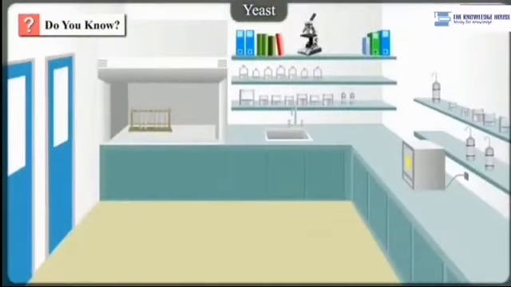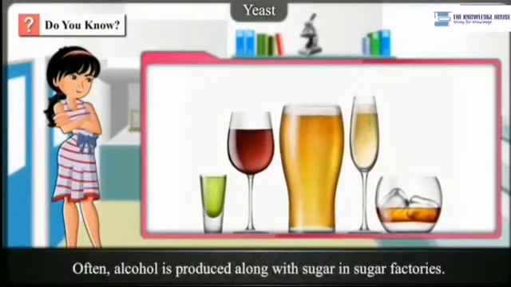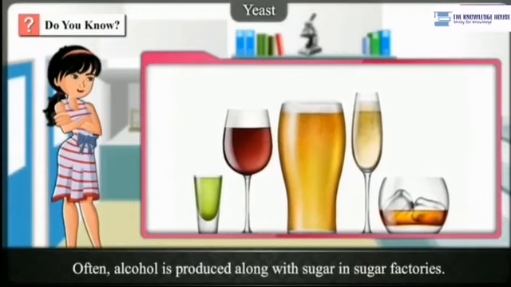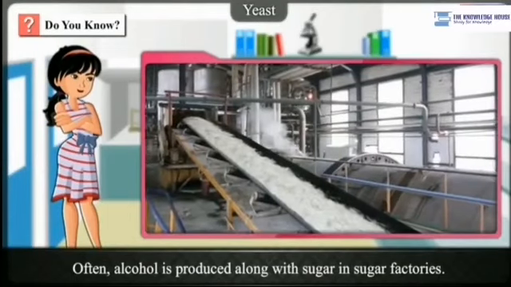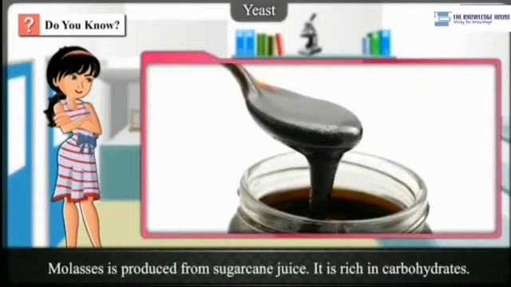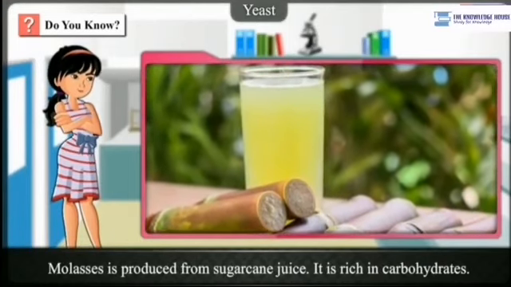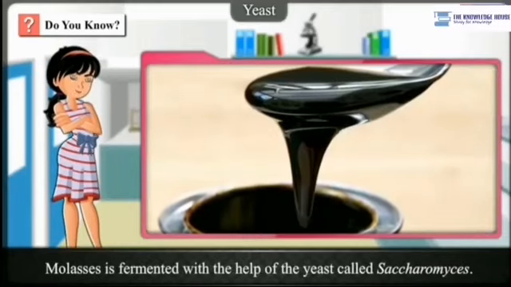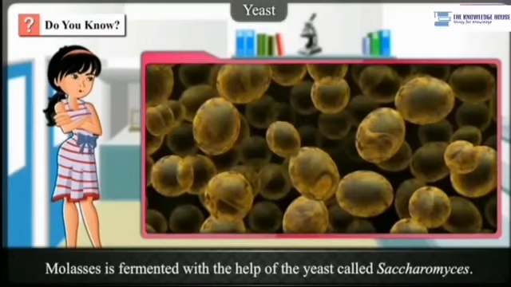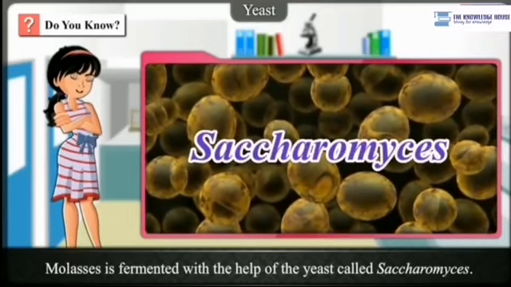Do you know? Often, alcohol is produced along with sugar in sugar factories. Molasses is produced from sugarcane juice. It is rich in carbohydrates. Molasses is fermented with the help of the yeast called Saccharomyces.